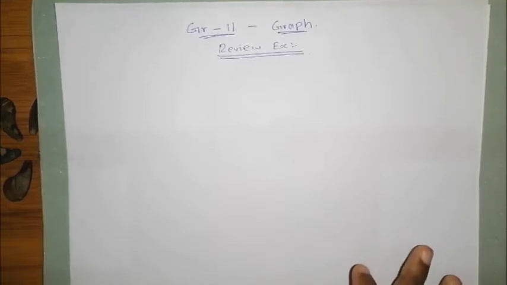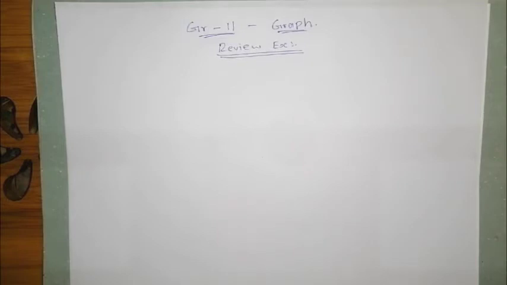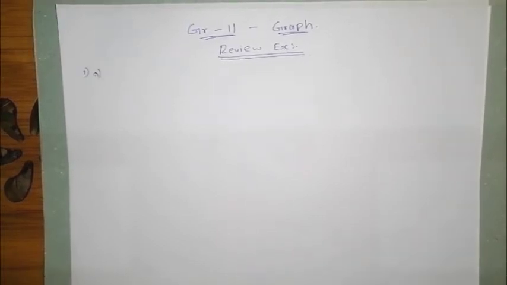Grade 11 students, in this video we are going to discuss the answers of the review exercises on graphs, both linear graphs and parabola graphs. The first question in your review exercise on linear graphs: on the same coordinate plane, draw the graph of the following straight lines by calculating the y values corresponding to three selected values of x.